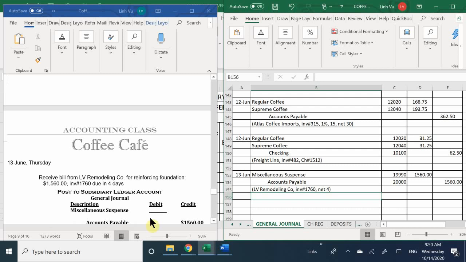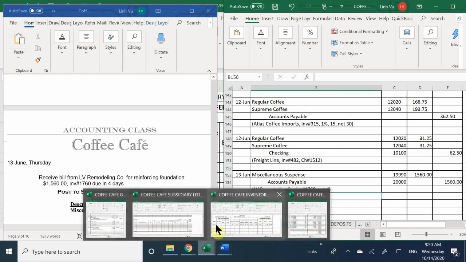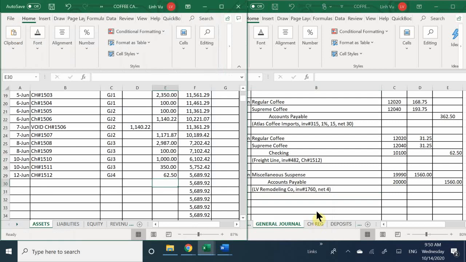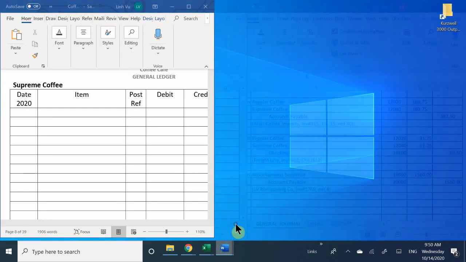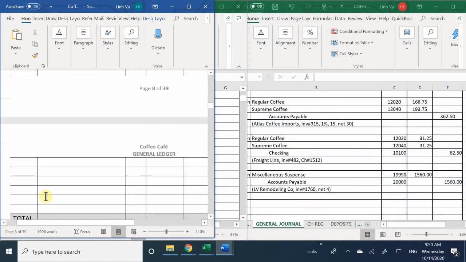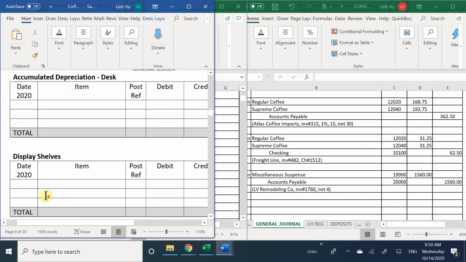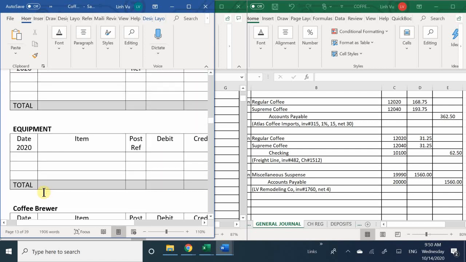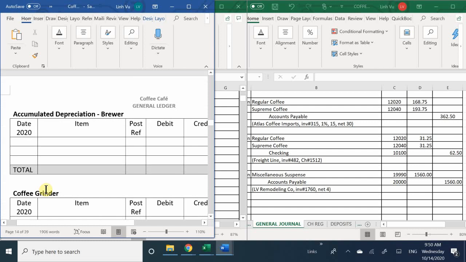So I am going to go to my ledger now. Let's see, find it. So my ledger. This is going to be pages 16 and 17. Let me double confirm that with you guys. So miscellaneous suspense is the very last account in assets.